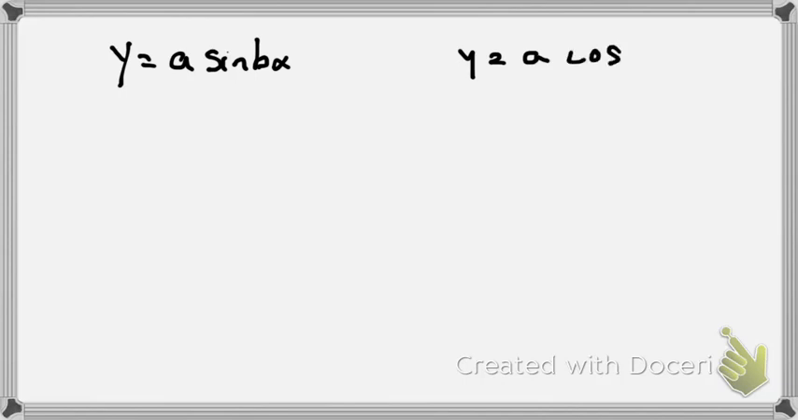Alright? So now, obviously, we can change these functions up a little bit. We have the same thing that we've really always done. We could have y equals a times the sine of bx, or we could have y equals a times the cosine of bx. And a is still doing the same thing that it did before. A is a vertical stretch or shrink.